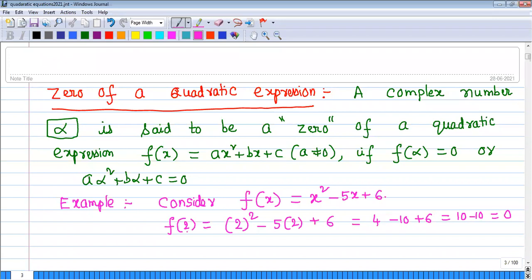So that means the value of 2, if you substitute x is equal to 2, it makes 0. See the definition now here. If f of alpha is equal to 0, then the alpha is said to be a zero. Now f of 2 is equal to 0. So therefore, we conclude that 2 is the zero of x square minus 5x plus 6. Clear? This is example 1. Shall I move to next one? Yes, sir.